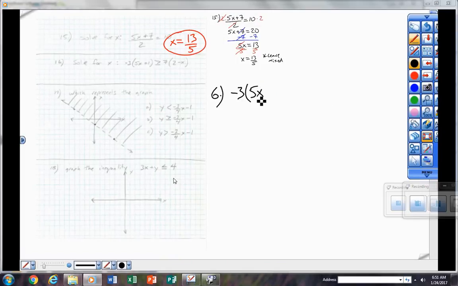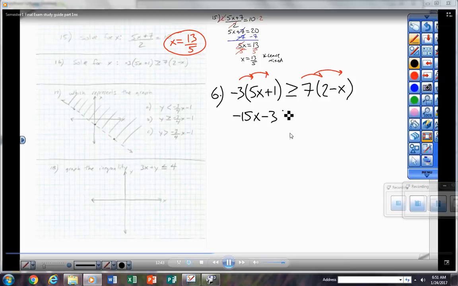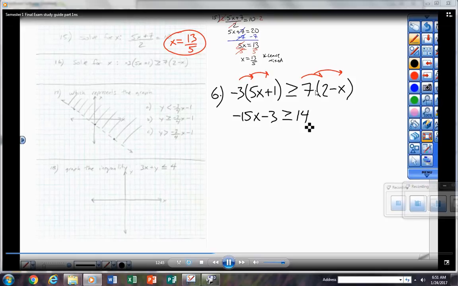I'm going to look to make sure if I'm multiplying or dividing by a negative number to switch my inequality. I'm going to distribute. So start by multiplying -3 times 5x, -3 times 1, 7 times 2, 7 times -x. This will give me -15x minus 3 greater than or equal to 14 minus 7x. Here I'm going to add 3 to both sides.